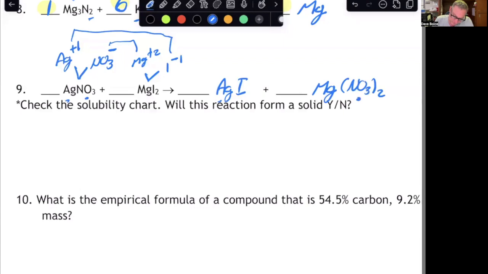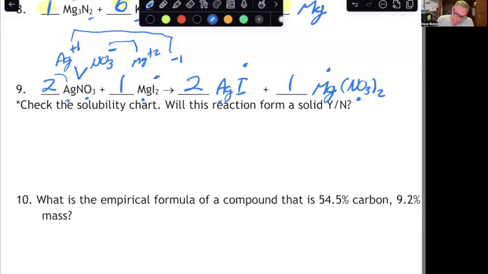NO3, I've got 2 on this side. So I'm going to put a 2 here. Yes, that throws my silver off, but I'll worry about that later. Magnesium, whoops. I've got 1 magnesium right here, and I have 1 magnesium here, so that's cool. And then for my iodine, I have 2 here, and I have only 1 here, so let's throw a 2 there. And good news, by doing that, that also balanced the silver. So I have 2 silvers, 2 nitrates on both sides, I have 1 magnesium on both sides, and I have 2 iodines on both sides. So I'm good.